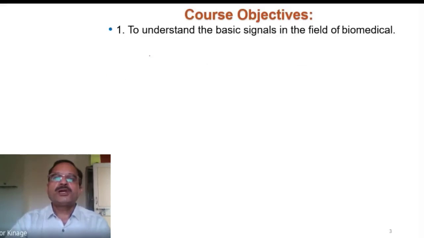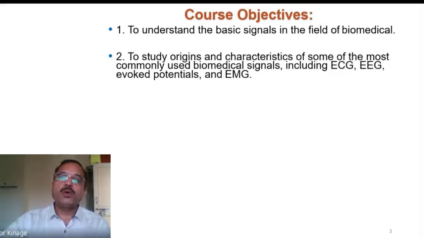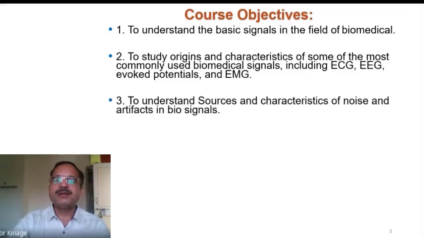The course objectives are listed as per the university pattern: to understand the basic signals in the field of biomedical, to study the origin and characteristics of some of the most commonly used biomedical signals like ECG, EEG, evoked potentials, EMG. There are signals other than these, we'll see later. And to understand sources and characteristics of noise and artifacts in biosignals.